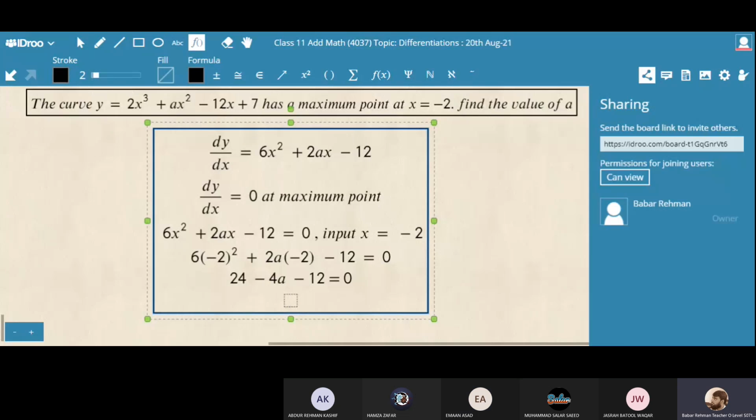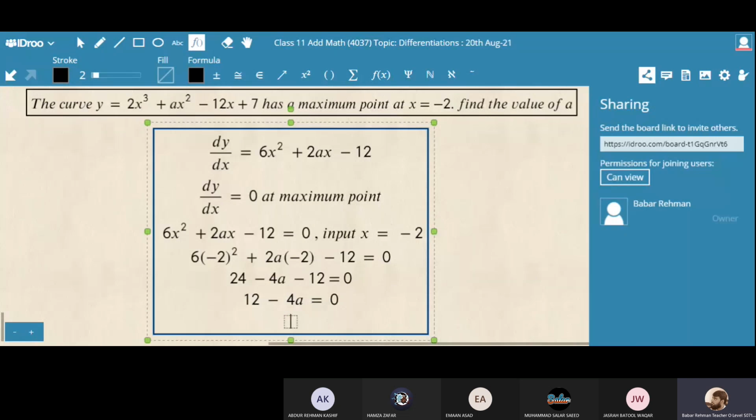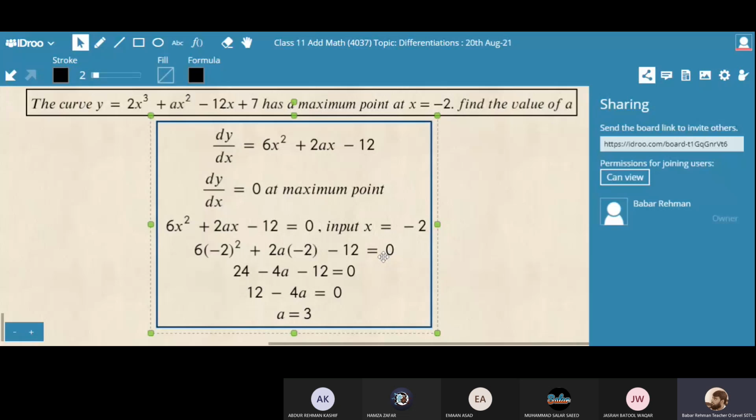What is the final answer? 12 minus 4a is equal to 0. Then a is equal to 3. So student, this is our final answer. Hope you have got the concept of how we find the first derivative, second derivative, and the value of x in the turning points, maximum or minimum.